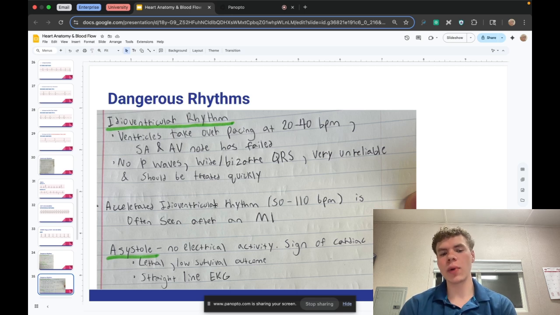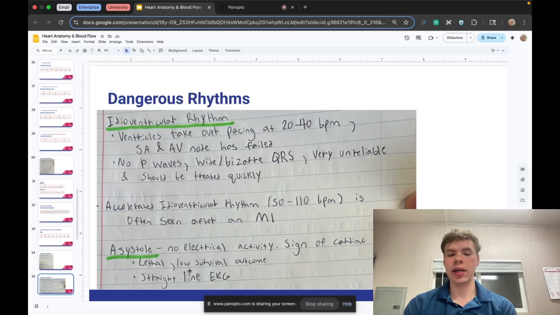And then accelerated idioventricular rhythm is going to be just that rhythm, but at 50 to 110 beats per minute, right? Because the ventricles are very slow, remember? So normal would be 20 to 40 beats per minute, and accelerated idioventricular rhythm would be 50 to 110 beats per minute, right?